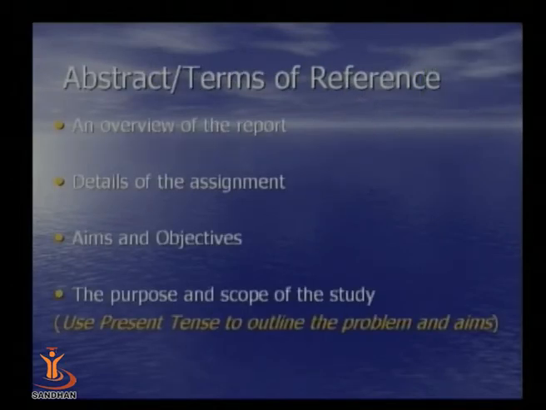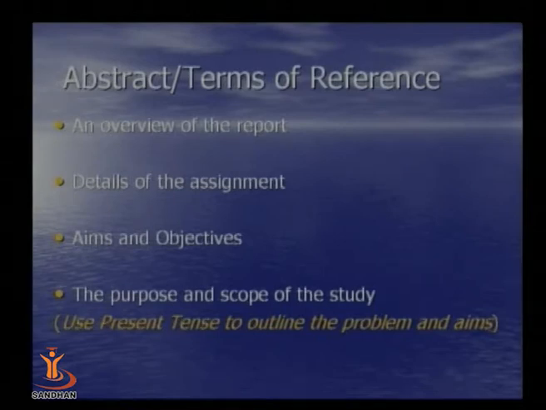Now we move on to our next slide, that is the abstract or the terms of reference. Now the question might be arising in your mind, how to write an abstract or what is this term of reference? Abstract is generally an overview of the entire report. An abstract includes the details of the assignment as well as the aims and the objectives for which you are writing the report, and your report will help in taking a decision. Then another aspect that is covered in abstract is the purpose and the scope of the study.